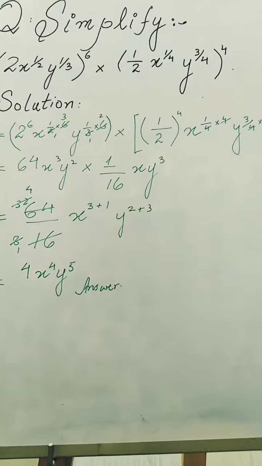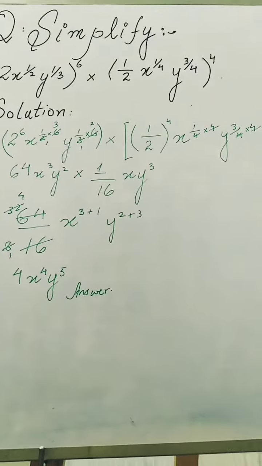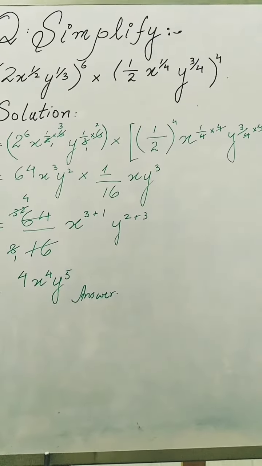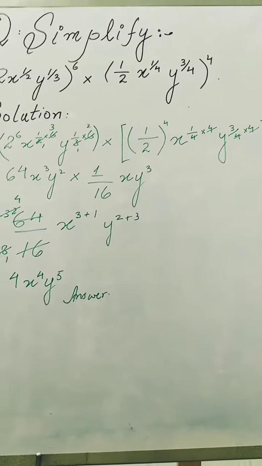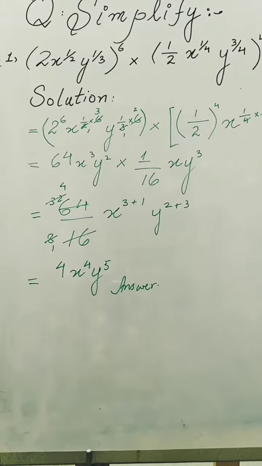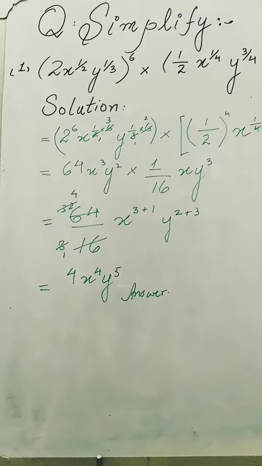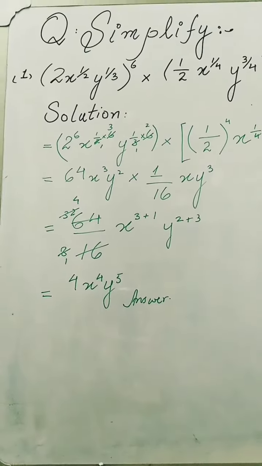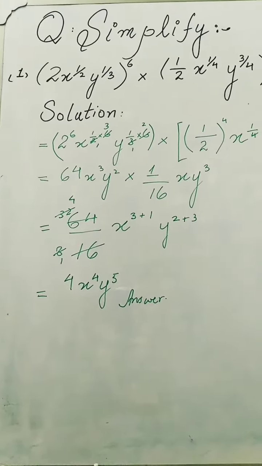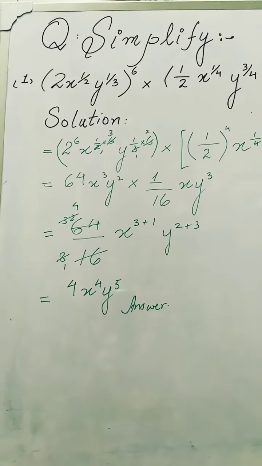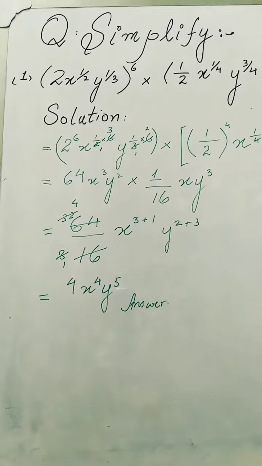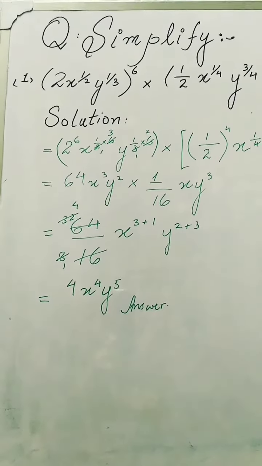Similarly for x in the second bracket, it will remain as x power 1 and y remains as y power 3. After doing that, we will multiply constants with each other, which are 64 multiplied by 1/16. Now this expression becomes 64 divided by 16, which further cancels out and is reduced to 4.